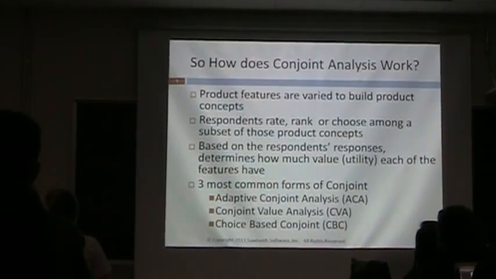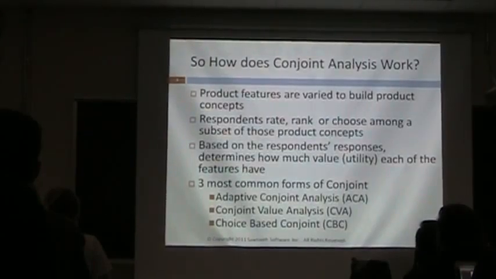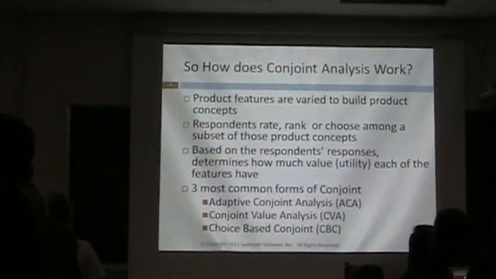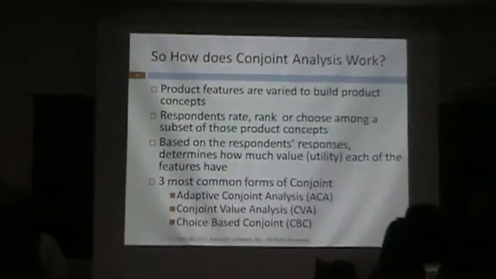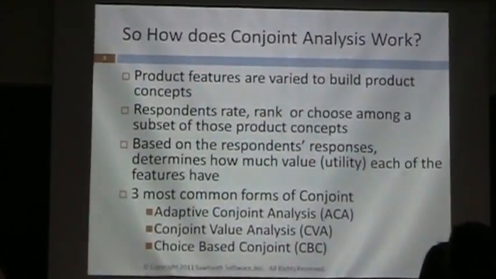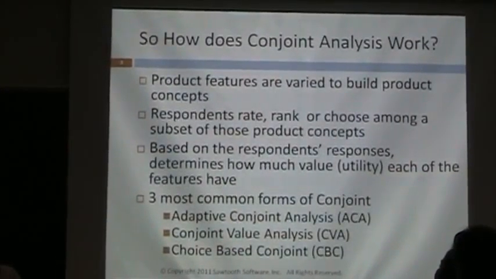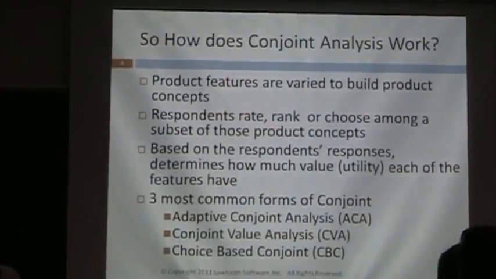And there are three different types of conjoint out there. There's adaptive conjoint analysis, conjoint value analysis, and choice-based conjoint analysis. The first two are your rating and your ranking, and they do with different features. And I'm not going to discuss those today, but I do want to tell you that they are out there. We're going to concentrate on the third one, which is choice-based conjoint.